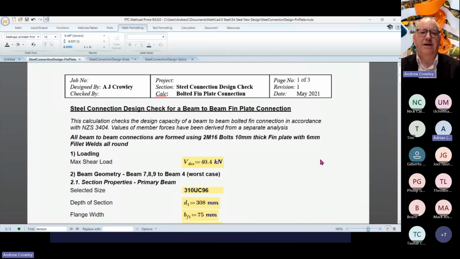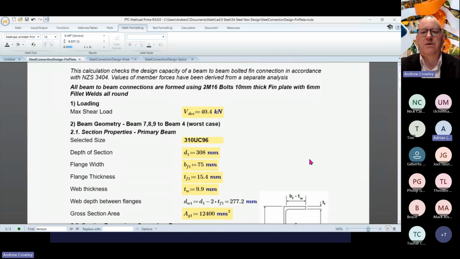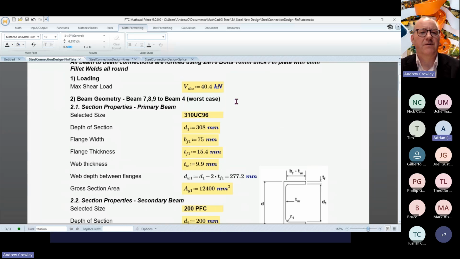So here is the Mathcad file for the design of a thin plate connection in accordance with NZS3404. We've already got our forces derived from a separate analysis. And we're assuming we're going to be using M16 bolts and a 10mm thick thin plate with 6mm fillet welds all round. As I say, our applied shear load is 40 kilonewtons.